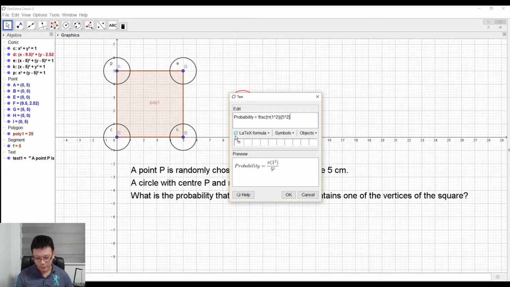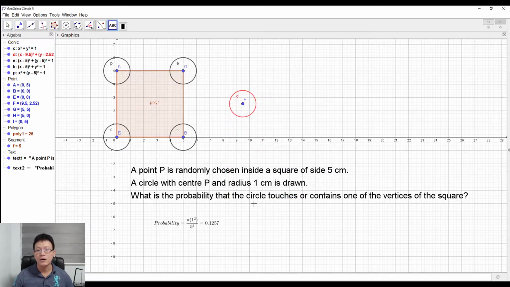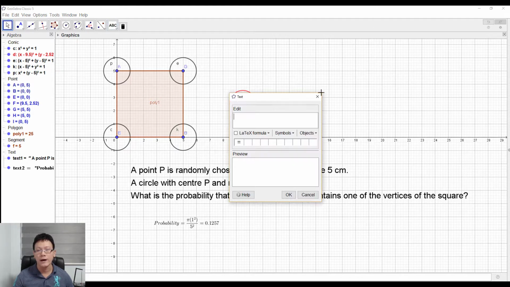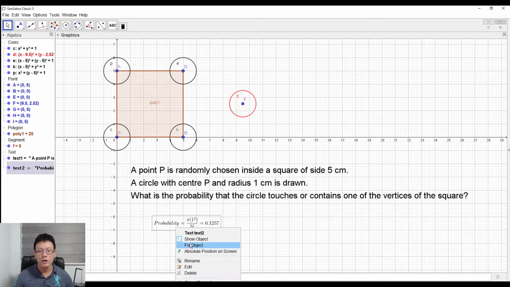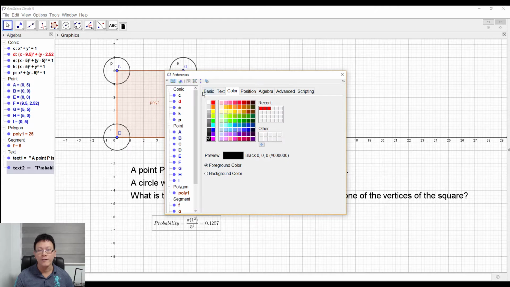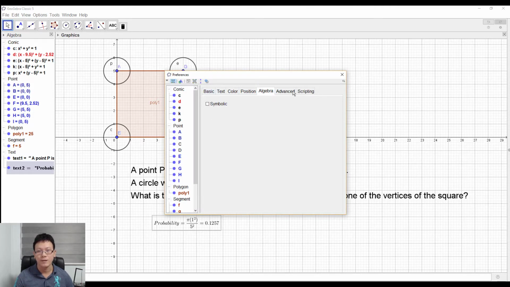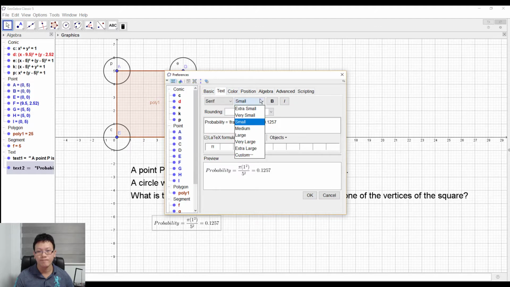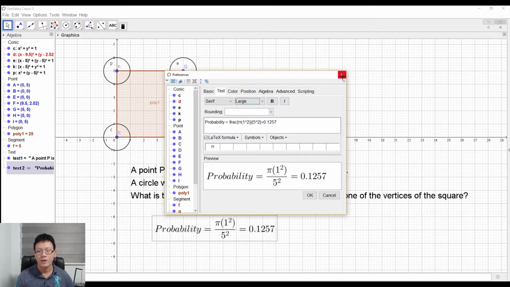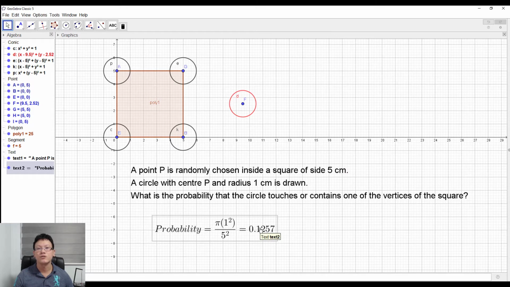Now then, if we actually compute this, the answer will be roughly 0.1257. So the probability that the circle will actually touch or contain one of the vertices of the square will be 0.1257, or about 12.6%. Now let's make this slightly larger. So here we go. This is the solution to this problem.